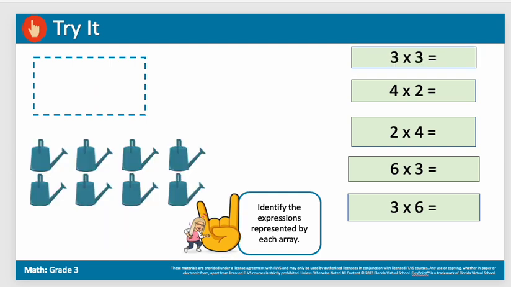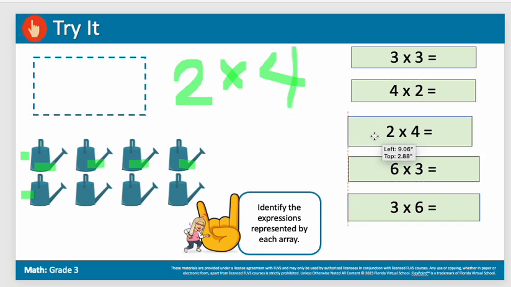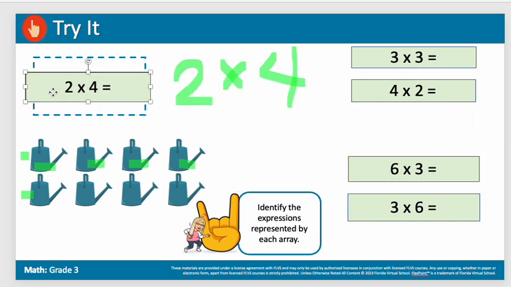Let's try another. Okay, so again, I'm going to start at my rows. I want you to try this one. Let's do this one together. Okay, so I see I have 2 rows. Okay, so I know I'm going to do 2 multiplied by a number. Well, how many are in each row? 1, 2, 3, 4. So I have 2 groups of 4. So I know that 2 groups of 4 matches, and that's going to give me 8 total. So I know 4 times 2 is 8.